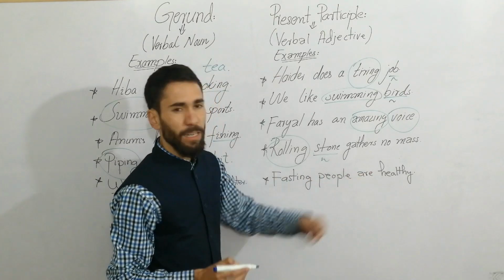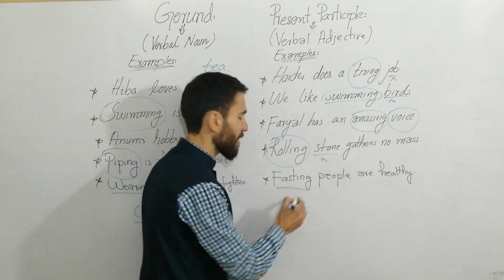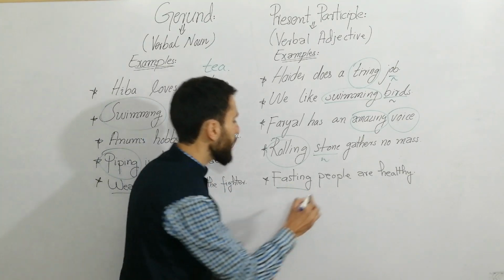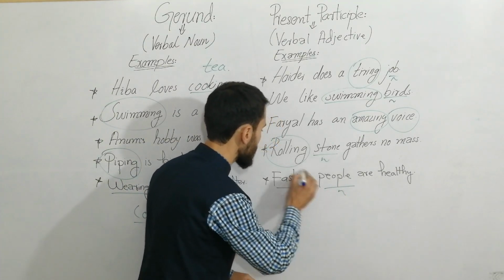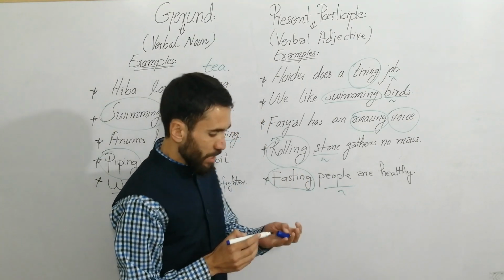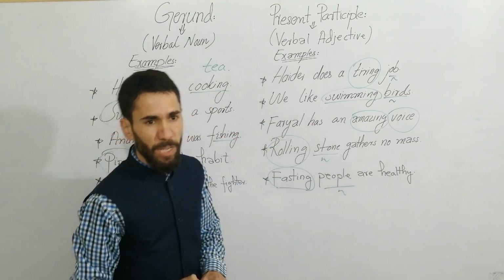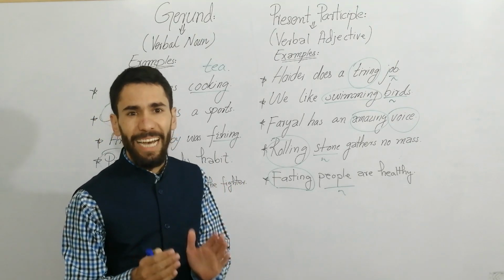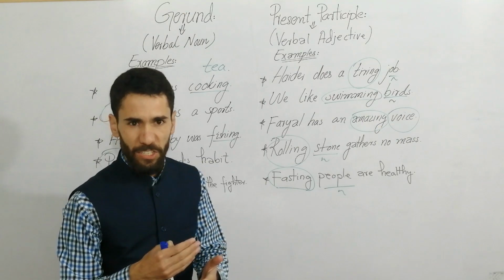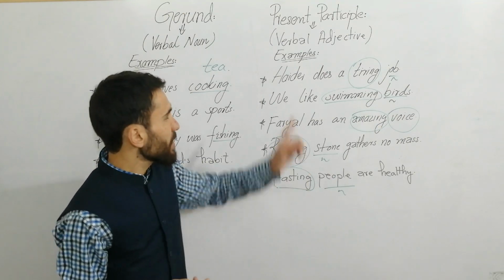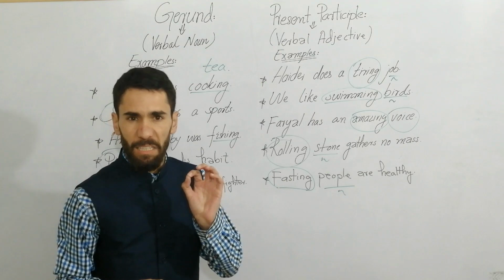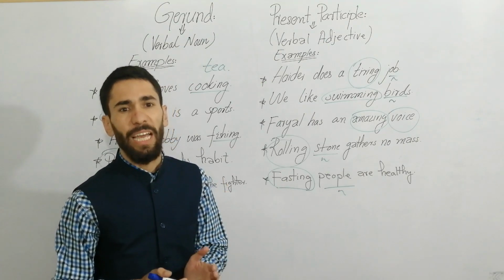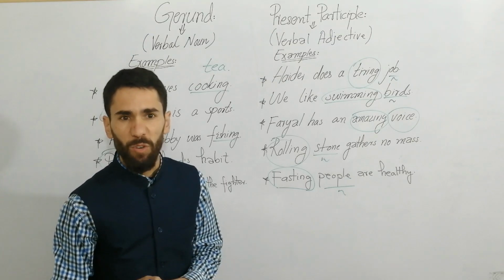Similarly, fasting people are healthy. Fasting is a religious practice of Muslims. People are a noun, and fasting is present participle. Let's conclude both gerund and present participle. Gerund is the fourth form of verb that is used as a noun in a sentence. We call it gerund. And present participle is the fourth form of verb that is used as an adjective. We also call it verbal adjective.